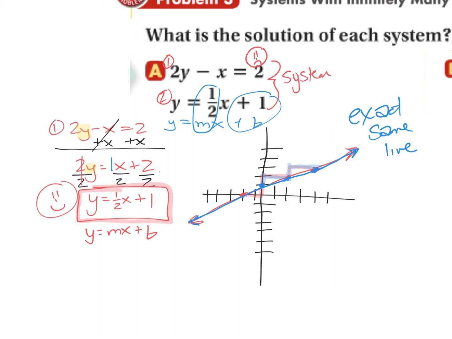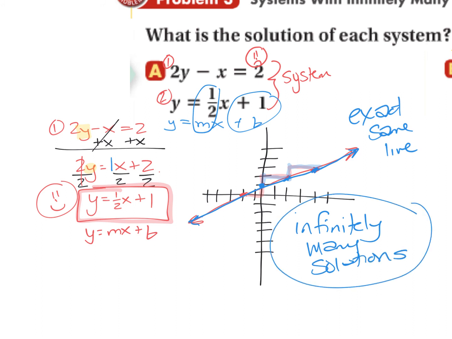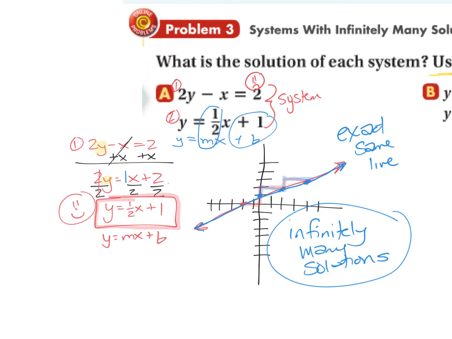When that happens, they are crossing or intersecting everywhere. This means I have infinitely many solutions. And that is your answer. You're not writing an ordered pair. There's too many ordered pairs. It's every single place. So your answer is just infinitely many solutions.